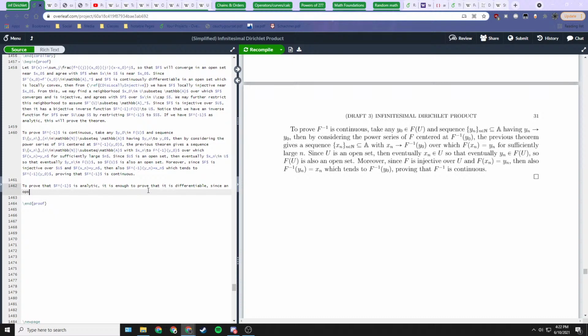since an open set constitutes a proper domain, and differentiability in an open set, in a proper domain, implies analyticity.